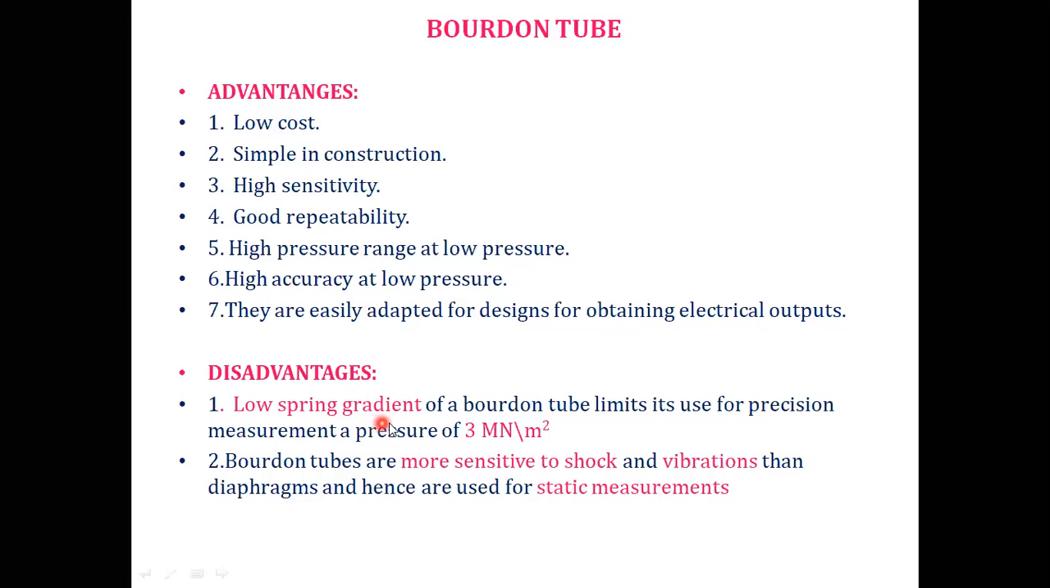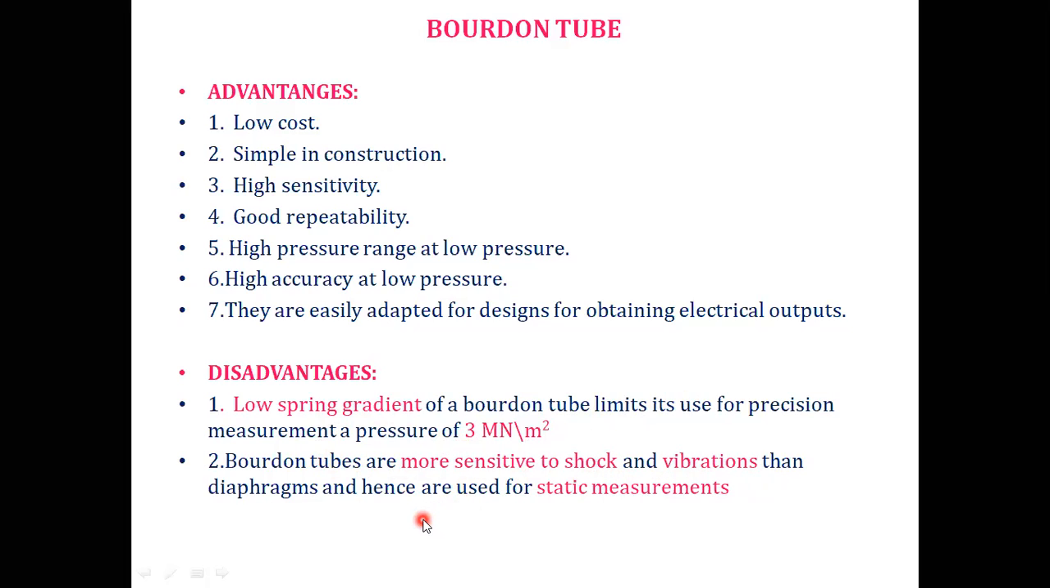Disadvantages: the low spring gradient of a Bourdon tube limits its use for precision measurement. A pressure of 3 meganewton per meter square. It is not going to obtain that precision type of measurement by using this Bourdon tube. Low spring gradient will take place here, and Bourdon tubes are more sensitive to shock and vibrations also. This Bourdon tube is going to be damaged because of shocks and vibrations.